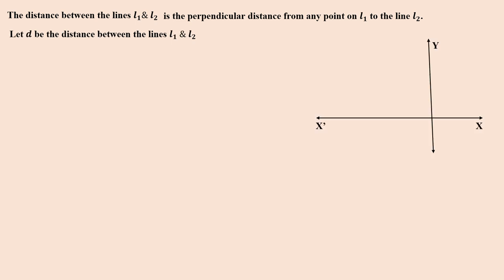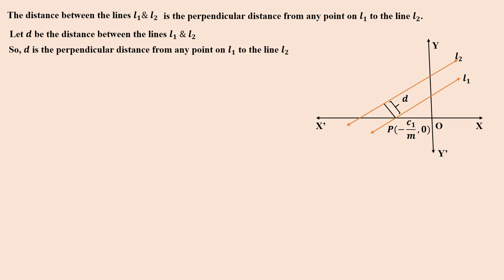So x dash x-axis, y dash y-axis, O is the origin. This is L1, this is L2. So the point of intersection P is with L1, the point of intersection of L1 and the x-axis, that is P equal to minus c1 by m comma 0. So this is the perpendicular distance D from any point of L1 to the line L2. Particularly we are taking the point P, P to L2.